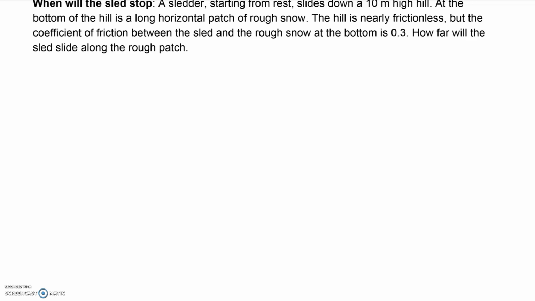All right. So just noting down a couple things we know. We're told the height of the hill, that's 10 meters. We're also told that the coefficient of friction in the rough snow is 0.3. And we're not told much else. So we don't really know much information here. One thing to note is we're not given mass, so we're going to hope that cancels out, and in fact it will.